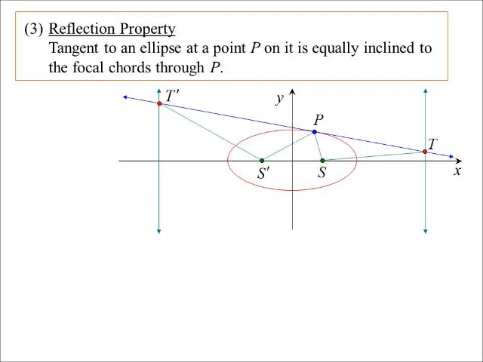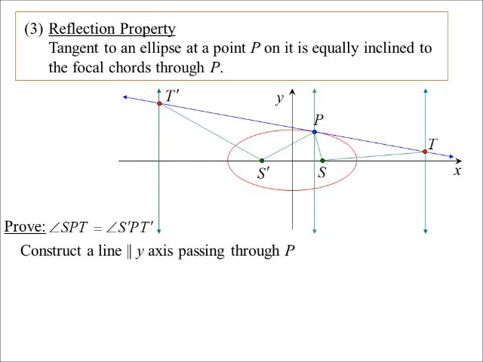So tangent to an ellipse at a point P is equally inclined to the focal chords. Focal chords plural, because we've got 2 foci. So PS dash is one of those focal chords, and PS is the other focal chord. So what we're now saying is angle T dash PS dash is the same as angle TPS. Angle of incidence equals angle of reflection, if you like.